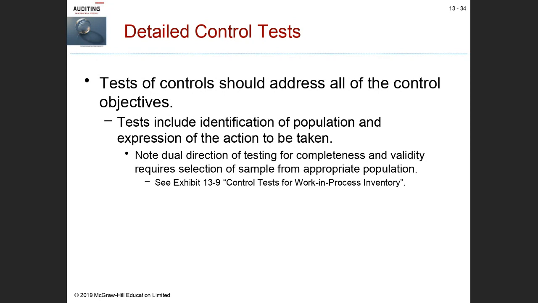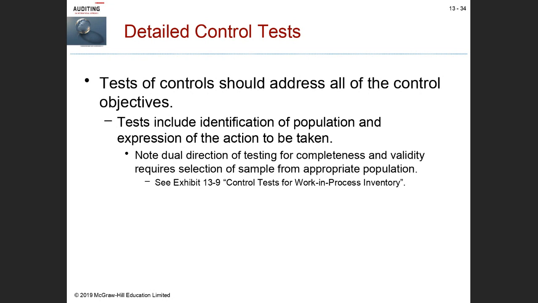Now, in this particular cycle, again, it talks about dual direction of testing. Okay? And dual direction of testing is discussed on page 600, sorry, not 600 yet, 596, right? 596 in the middle of the page. Again, it talks about completeness and validity. So if you wanted to test inventory for completeness and validity, how would you do it?